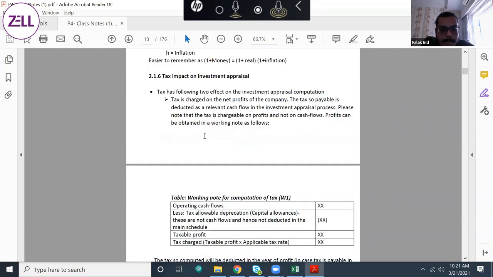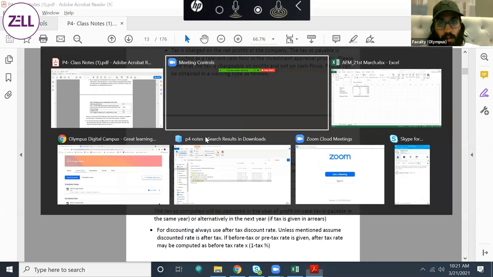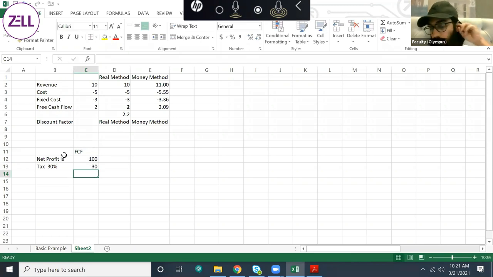Now, why did I ask you to write tax as a separate working? Is this. See, depreciation is a non-cash item. If I have to explain, let's say my net profit is 100. This is the free cash flow approach. Ideally, I will pay, let's say the tax rate is 30%. Ideally, I'll have to pay tax on this 100. Yes or no? Guys, yes or no?